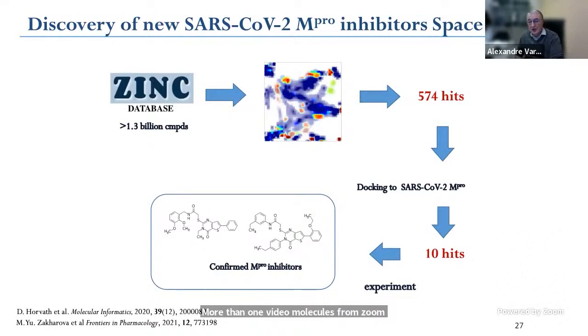So we selected a bit more than 500 hits. Then they were docked in the binding site of the main protease of SARS-CoV-2. And then we selected 10 hits, which were submitted to experiment. And finally, our collaborators from Moscow, from the Chemoinformatics Center, who were actually able to work with viruses, identified 2 confirmed micromolar main protease inhibitors, which are not toxic.